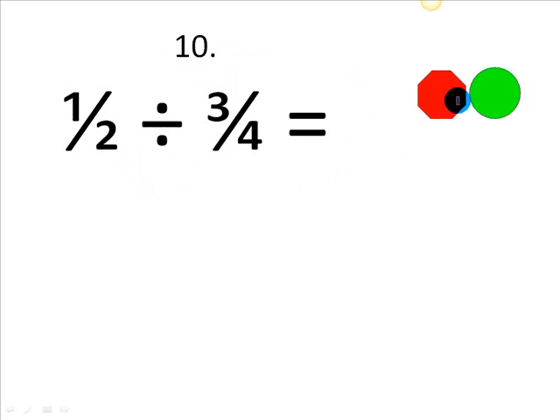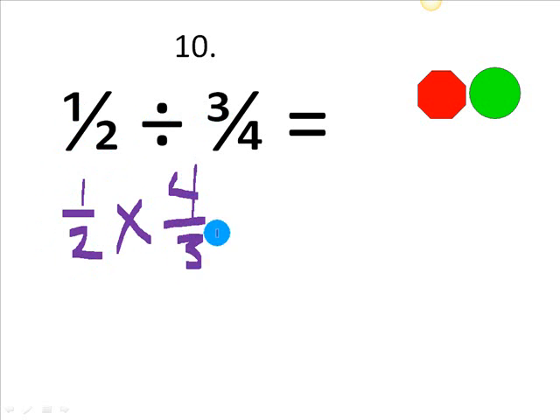Number 10, click on the stop sign. All right, 1/2 divided by 3/4. Let's see how you did. Turns out that when you're dividing by a fraction, you just flip that fraction over and multiply. So here we have 1/2 times 4/3. And then now it's just a straightforward multiplication problem. I have 1 times 4 is 4, and 2 times 3 is 6.